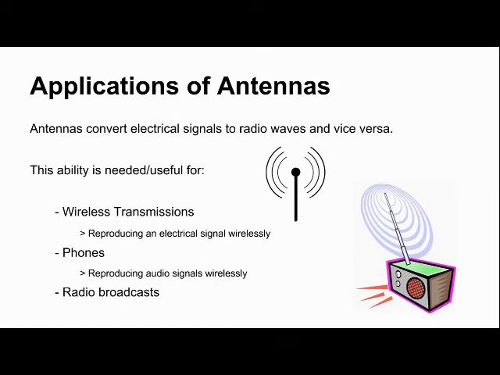Alright, we'll move on to talk about some of the various applications of antennas. To refresh, an antenna is a device that converts electrical signals to radio waves and vice versa. A basic application of this function would then be general wireless transmission. In fact, this is one of the very first uses of antennas, which included reproducing basic electrical signals and audio signals wirelessly at a receiver such as a phone or a radio.